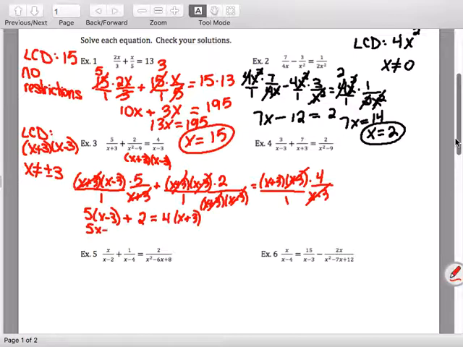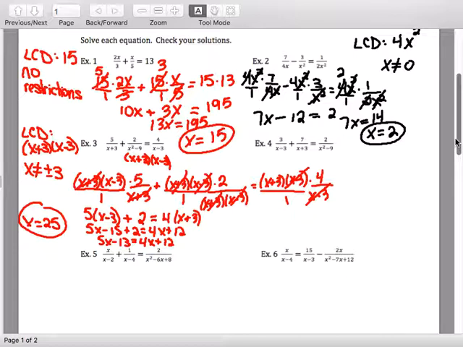I'm getting 5x minus 15 plus 2 equals 4x plus 12. That's 5x minus 13 equals 4x plus 12. If I subtract 4x from both sides and add 13, I get x is 25. Last step, check it against your restrictions, and I get x equals 25.